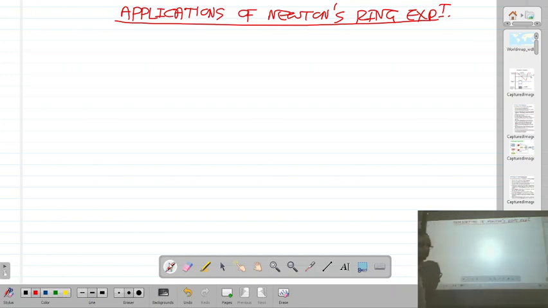There are two applications of Newton's ring experiment. One is we can find the unknown wavelength of light using the Newton's ring experiment. When you come to the laboratory, when the situation is normal, and you perform the Newton's ring experiment, you will obtain the Newton's rings yourself and measure their diameter. So the first application is to find unknown wavelength.